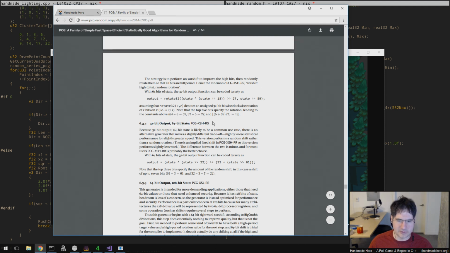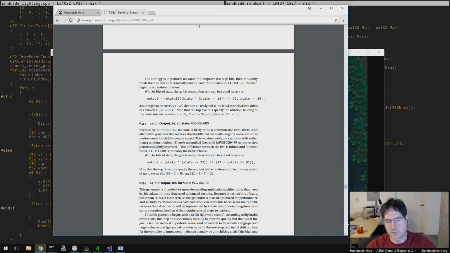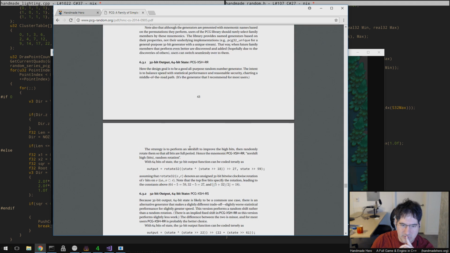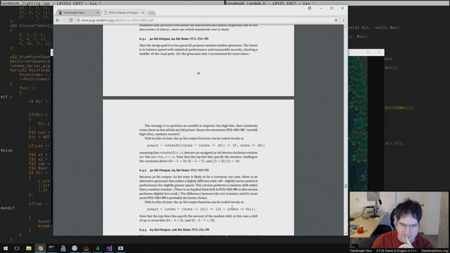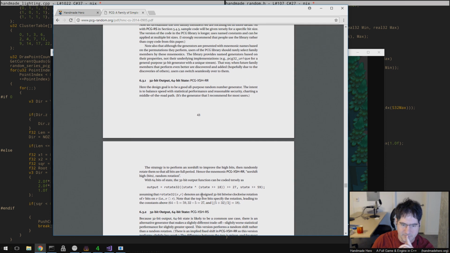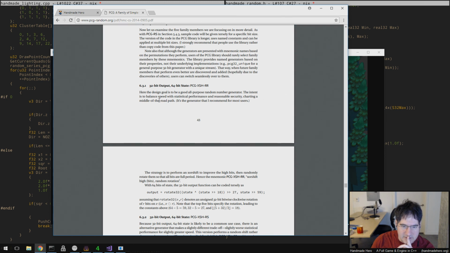So 32-bit output, 64-bit state is what I wanted. And the reason that I want that is because 64-bit state with 32-bit output on PCGs is the better one in terms of randomness. It performs better because it has more bits to store as it goes forward compared to the number it needs to actually generate. So let's pick this one because it's the most random one. This one is more for speed, I guess. So we'll see.